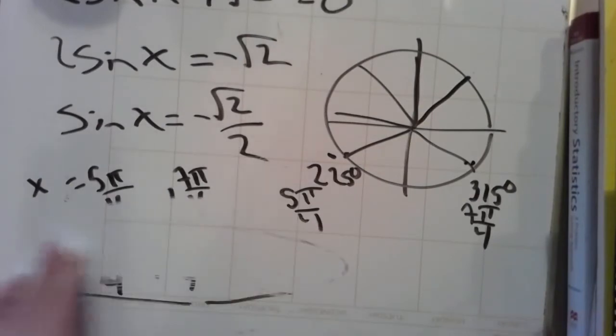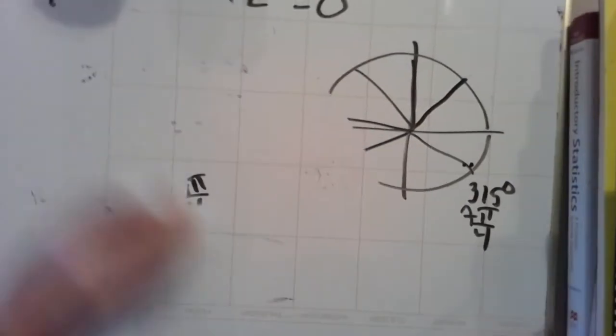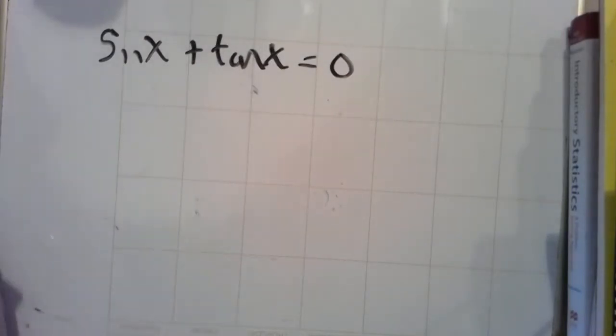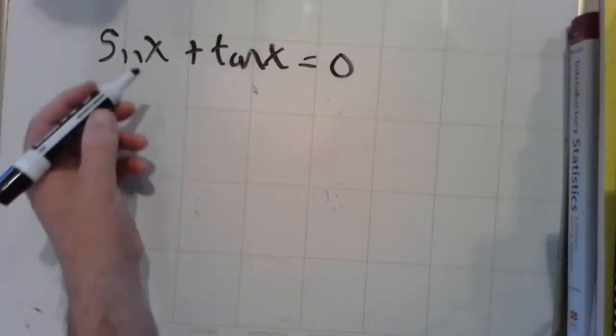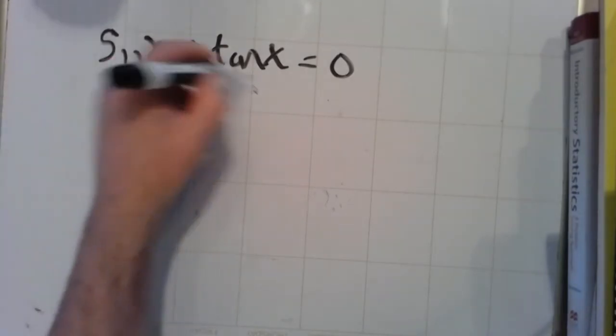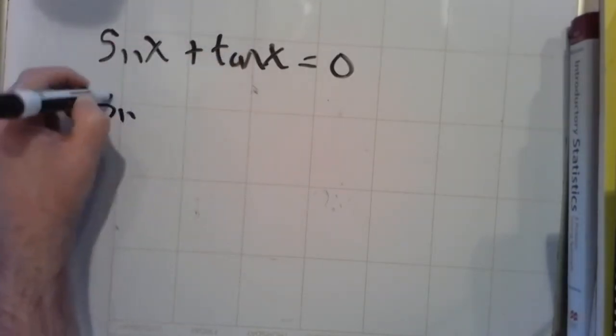Okay, let's do another one. What if I have sine of x plus tangent of x equals 0? Well, probably want to change that tangent into a sine over cosine.